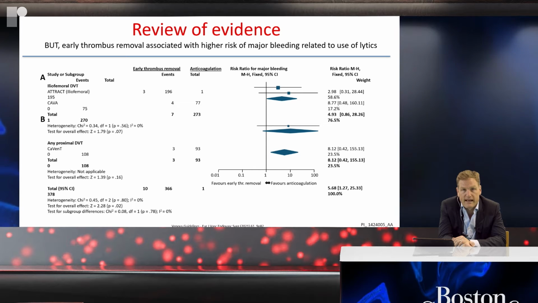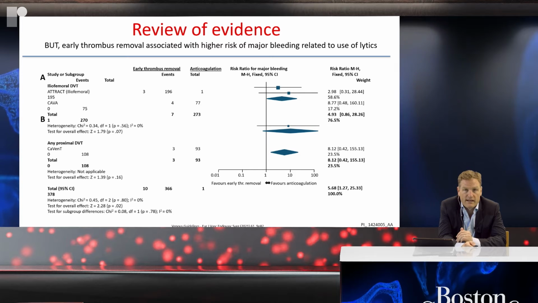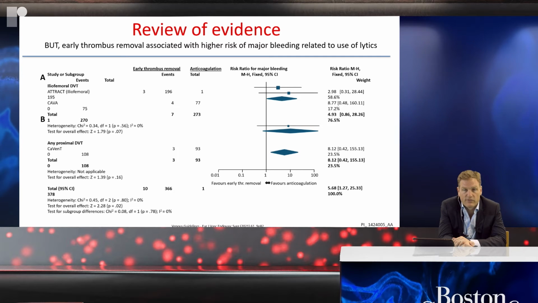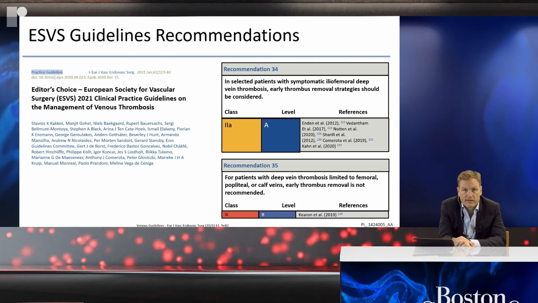We do understand that early thrombus removal is associated with a higher risk of major bleeding, and we think we've seen that improve over the years as the devices have got better, which has allowed us to reduce the overall dose of lytic or even eliminate it completely, and this is significantly important in reducing bleeding risk.